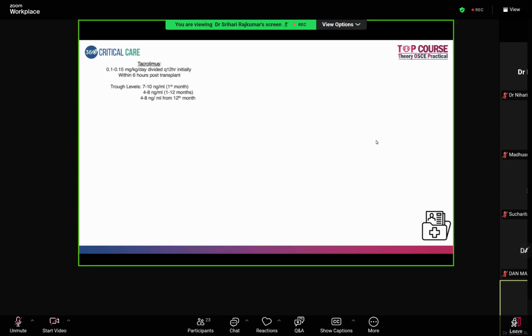So the two important CNIs that you know are TAC and cyclosporin. For TAC, the important thing, like previously Madam had told, is that the maintenance dosing is the concern. The loading dose is quite simple, 0.1 to 0.15 milligram per kg per day divided 12 hourly, and it is given in the initial 6 hours post-transplant. So they say that you have to go with the maintenance dose based on the trough levels.